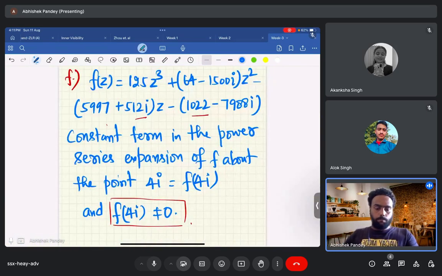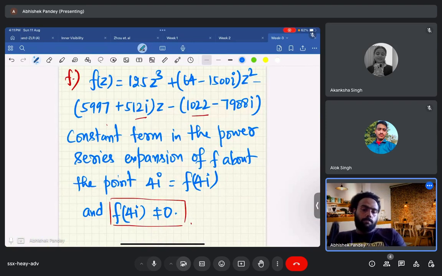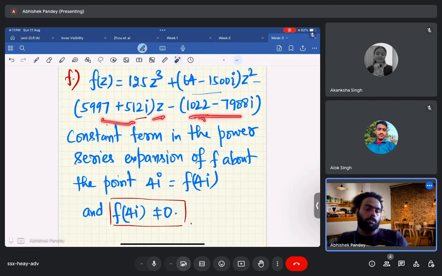Okay, so the expression of this polynomial is this: f of z is equal to 125 z cubed, and this z squared, this into z minus this constant term. The constant term in the power series expansion of f about the point 4i is what?